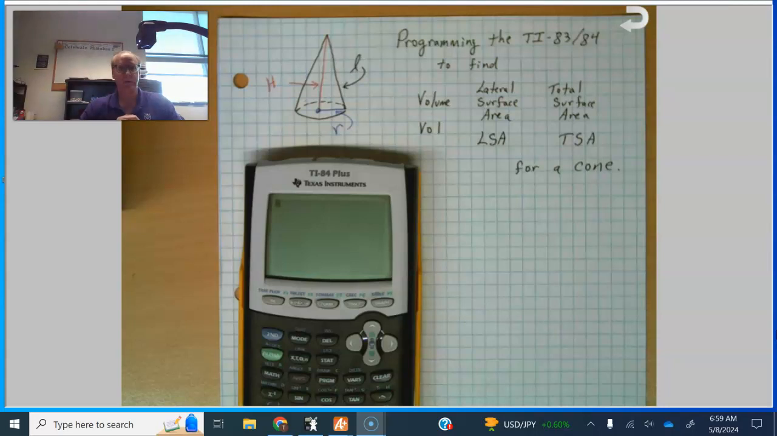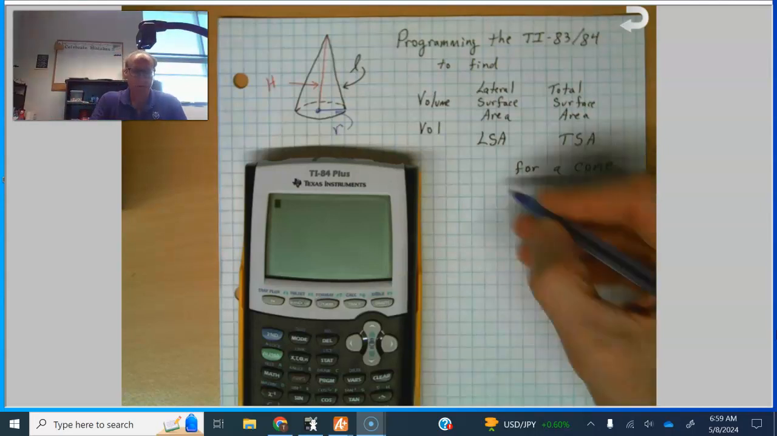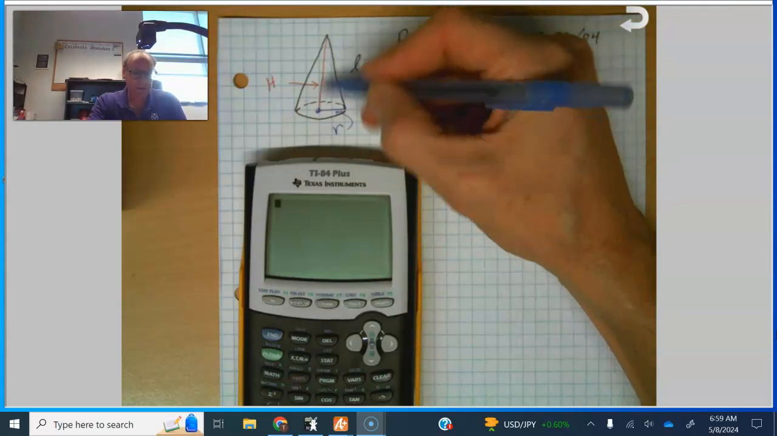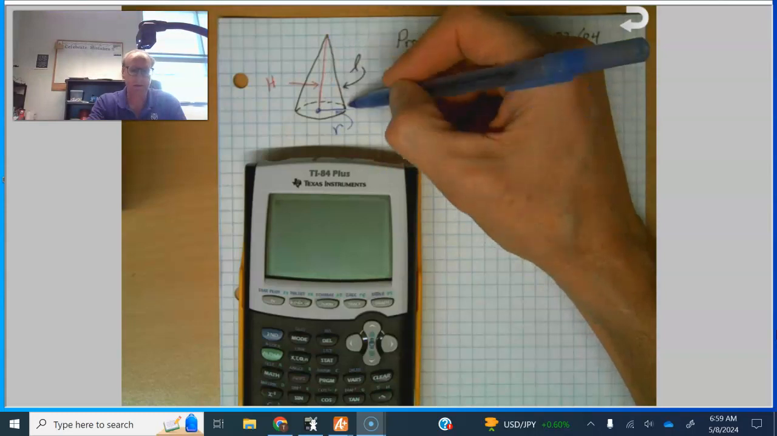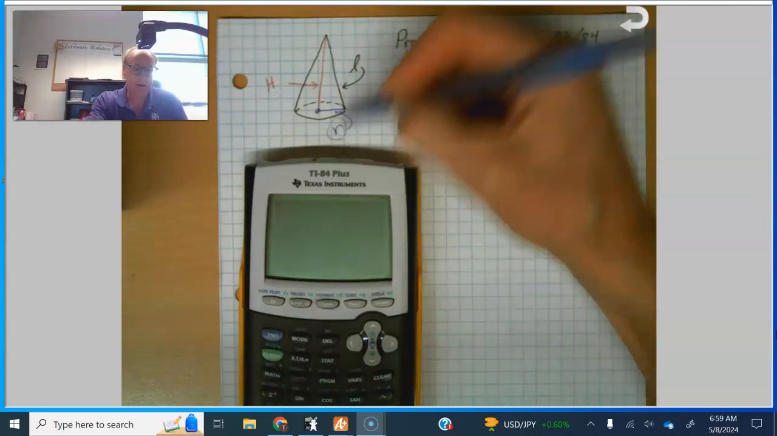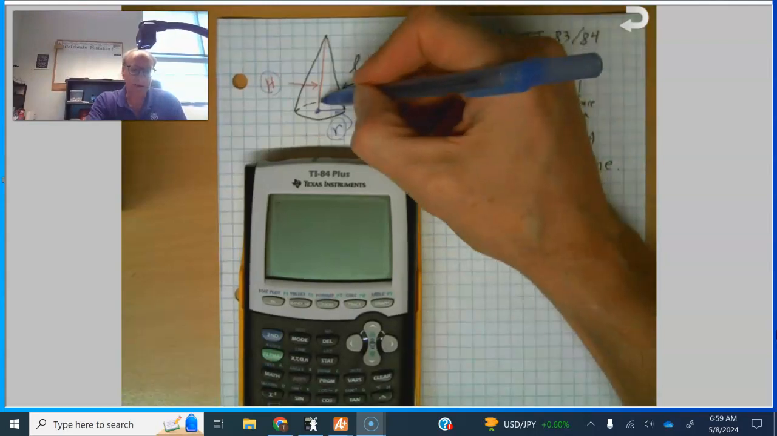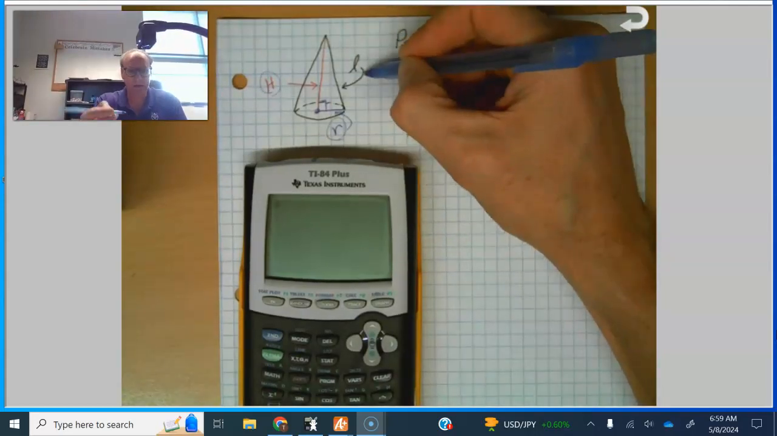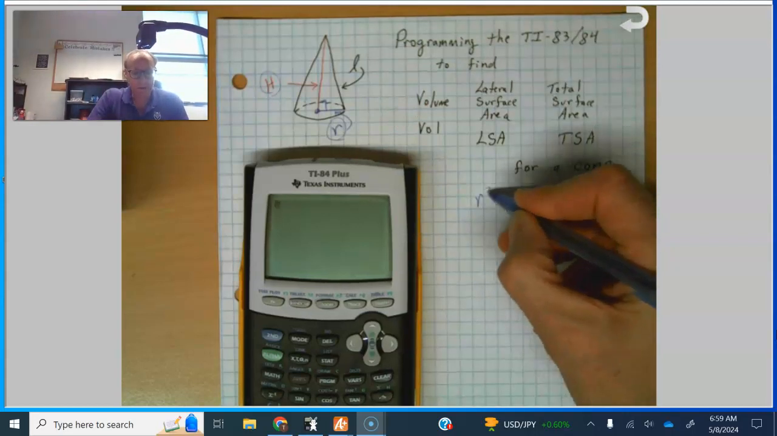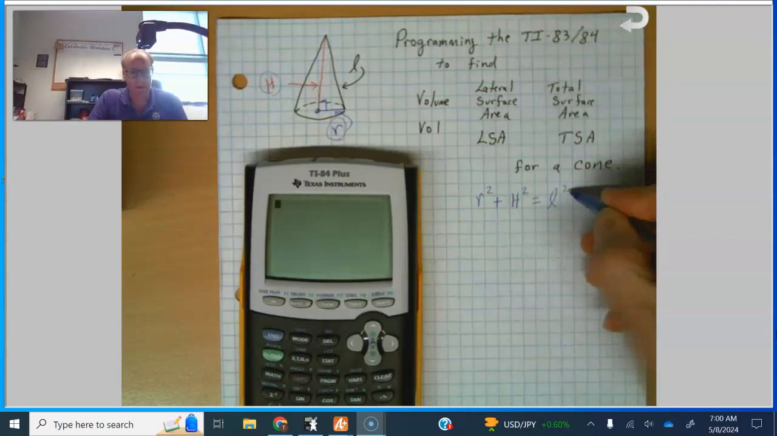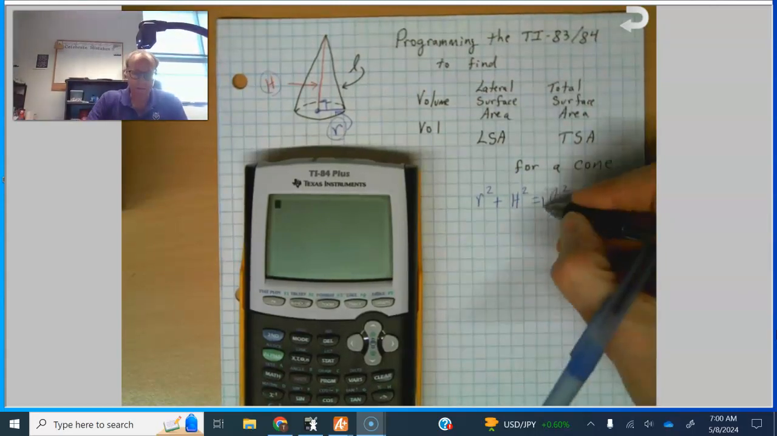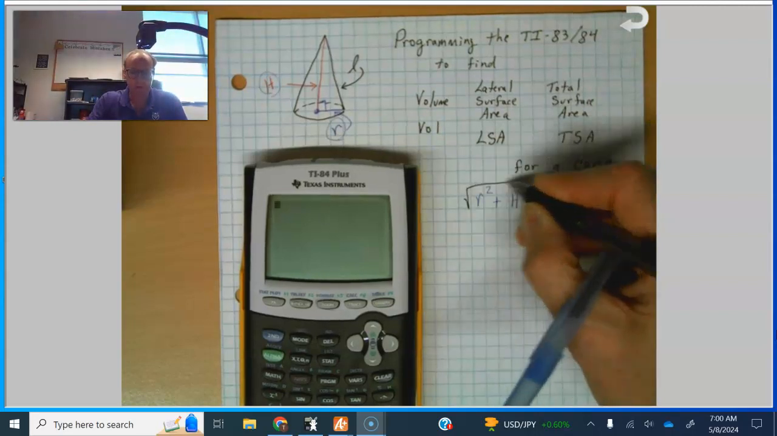So let's suppose that they give us the radius and the height, and they leave out the slant height. We know that this is a right triangle. This is the radius, this is the height, and this is the slant height. Now, if they tell us the radius and the height, then we can use the Pythagorean theorem to find the slant height. We know that r squared plus h squared is equal to the slant height squared, and when I take the square root of that, it tells me the L.